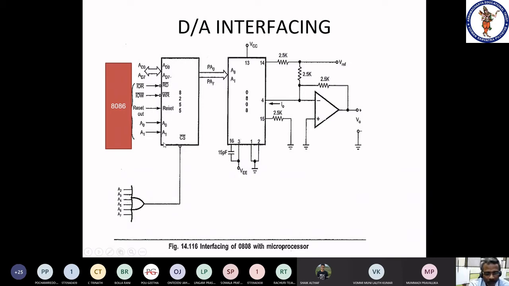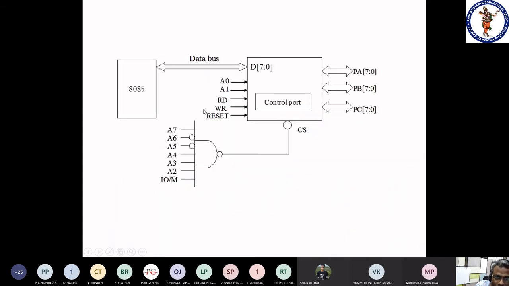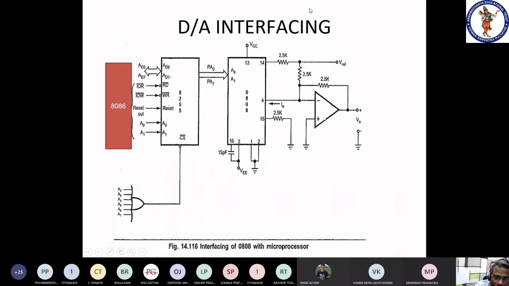A0, A1. Already I have mentioned this, it is very, very important. Again, there is a small mistake here. A1 of this one is connected to A0. Actually this diagram is with respect to 8085, but in our syllabus we have 8086. So we have to make the connections such that A0 is connected to A1, A1 is connected to A2. So please see the standard textbook for these diagrams.